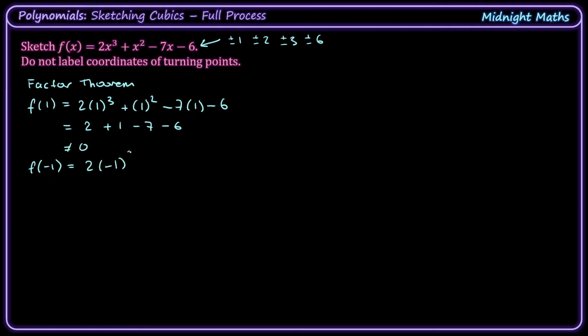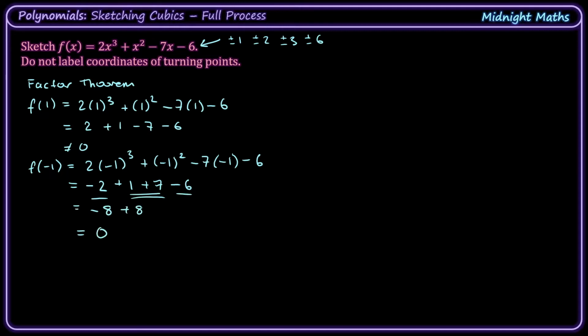2 times negative 1 cubed plus negative 1 squared minus 7 times negative 1 minus 6. Negative 1 cubed is still negative 1, so this ends up being negative 2. Negative 1 squared is 1, so I'll have plus 1. Minus 7 times minus 1 is plus 7, and I have minus 6. If I add up my negatives together and my positives together, I end up with minus 8 plus 8, and thankfully that's equal to 0. So we have found a factor, and it didn't even take us that long.